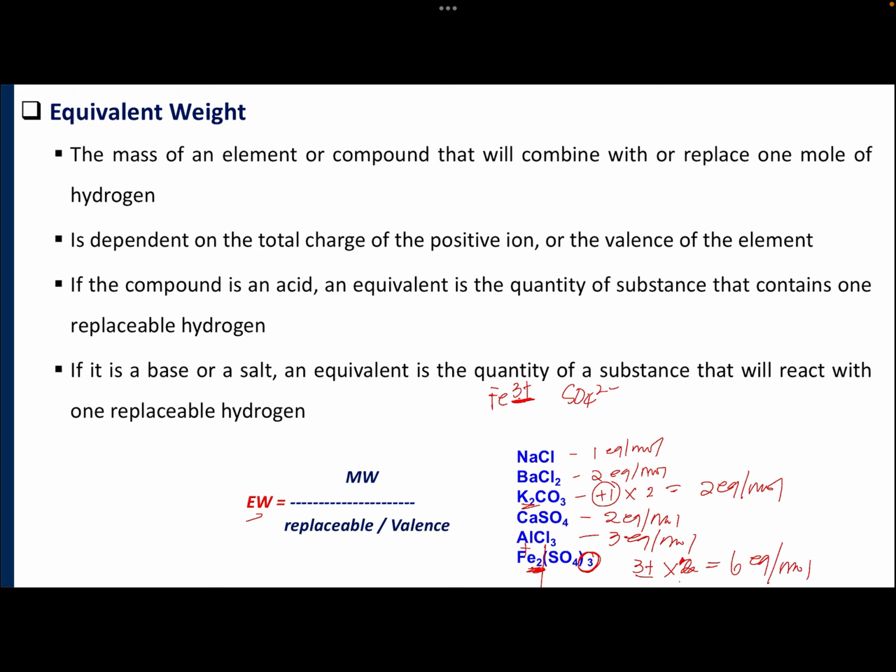So to calculate the EW, for NaCl, the molar mass of 58 divided by 1 equivalent per mole, gram per mole, gives 58 gram per equivalent. For BeCl, then the rest, you can do it on your own.